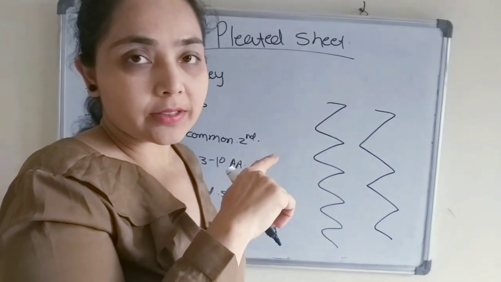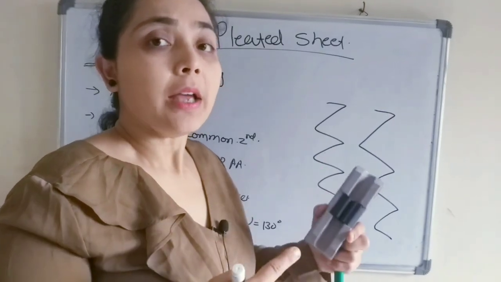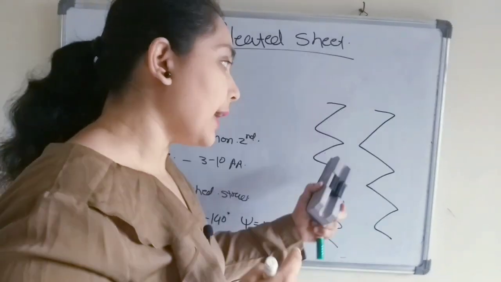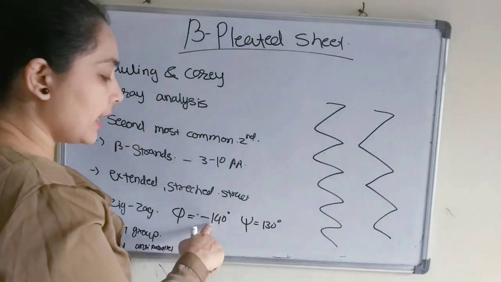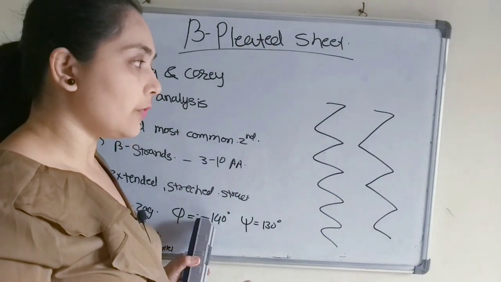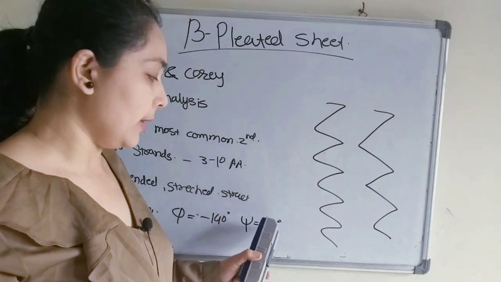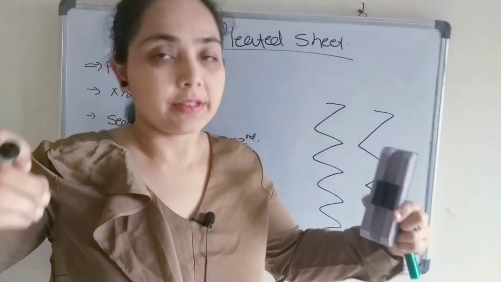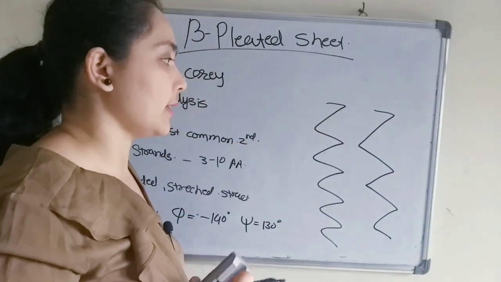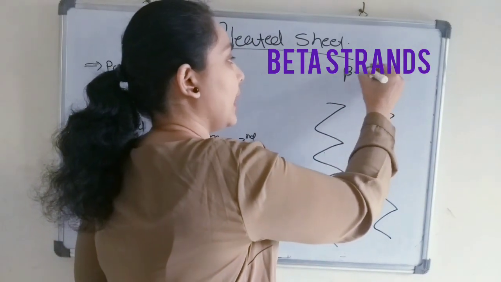Same in the alpha helix, the structure is formed and stabilized by the hydrogen bond, but here the angle is different. The angles phi and psi: phi will be minus 140 degrees and psi will be 130 degrees. Therefore, it is an extended or stretched structure, a zigzag structure. An individual polypeptide strand is known as a beta strand.